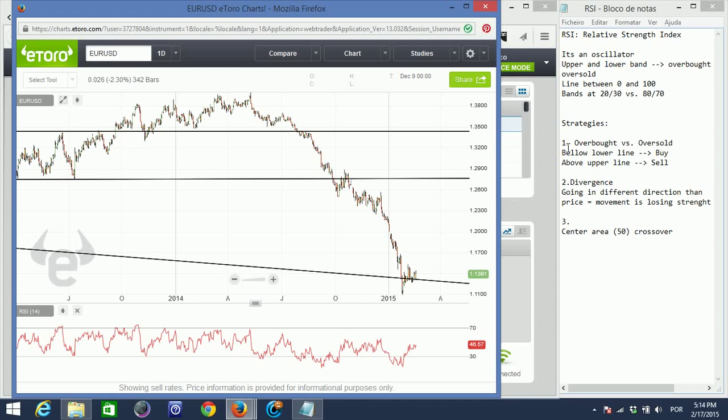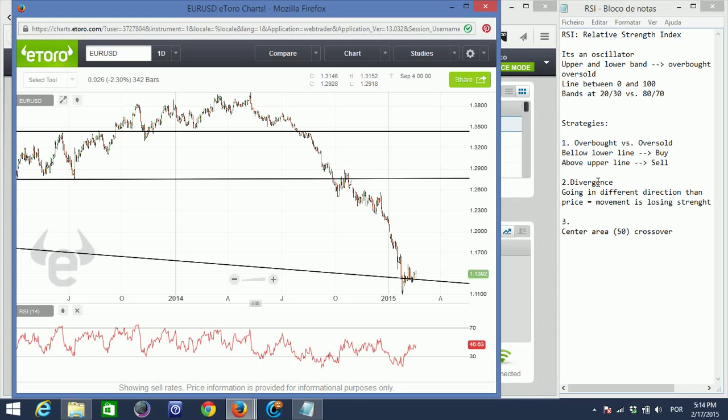So strategy number 1 is overbought versus oversold. So if it's below the lower line, if it's below here, we buy. If it's above, like over there, we sell. All right? So nice and easy, we can sell over there, we can buy over here. We can also buy over here.